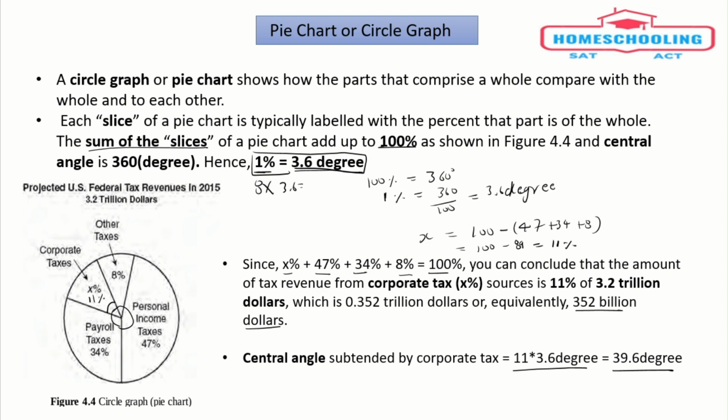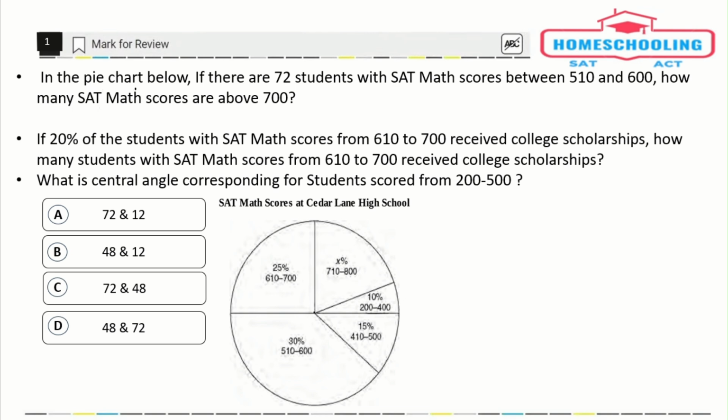Now let's take one more question here. In the pie chart below, there are 72 students with SAT scores between 510 and 600. How many of them scored above 700? So this is your whole pie chart. It is divided into 5 slices, as you can see here. These are the percentages of the slices, and these are the marks ranges: 610 to 700, 710 to 800, 200 to 400 marks, 400 to 500 marks, and 510 to 600 marks. So in the question, it is said that there are 72 students with SAT score between 510 and 600.